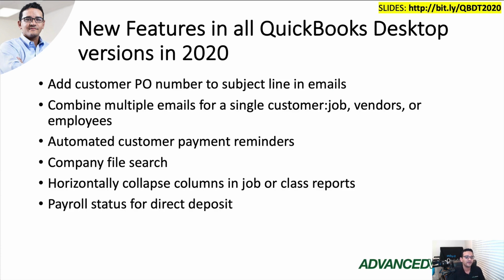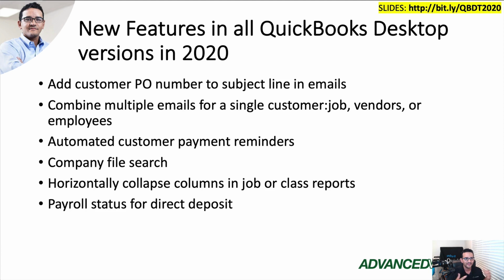All right, so let's start with the features that are going to be available across all versions of QuickBooks Desktop. This is Pro, Premier, Accountant, and Enterprise. So we're going to be able to add a customer PO number to the subject line of the emails. We're going to be able to combine multiple emails for a single customer, job, vendor, or employee.